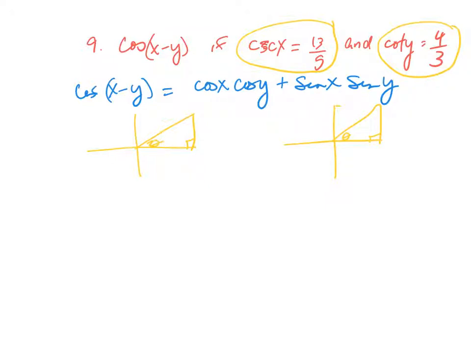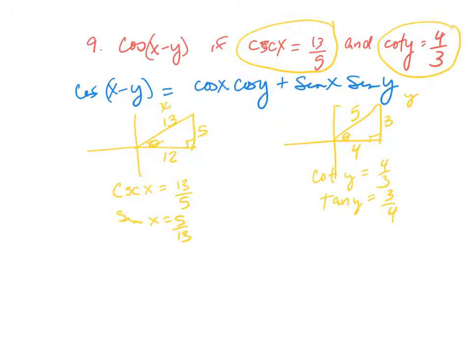And now on x, this is the x information and this is the y information. So on x it says cosecant of x equals 13/5. That means sine of x equals 5 over 13, and we know SOHCAHTOA means that it's opposite over hypotenuse. And we can easily find this side over here, which is a 12 using Pythagorean theorem, which you've done before. So over here, if cotangent of y equals 4/3, tangent of y equals 3/4, and tangent is opposite over adjacent, and you can easily find this one, which is a 5.